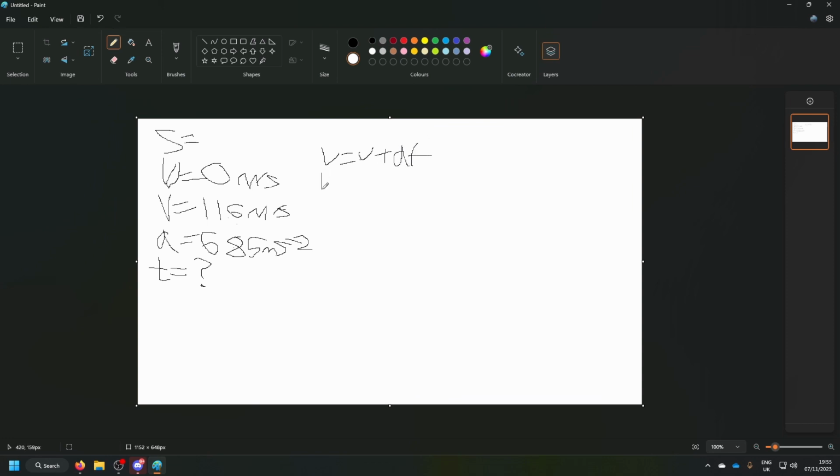So we've got 11.6 equals 0 plus 6.85 T, which means that T is equal to 11.6 over 6.85. Yeah, that's a mess. Which equals what? 1.69. Nice.